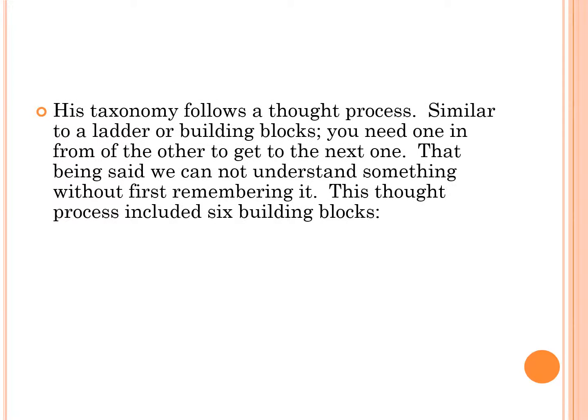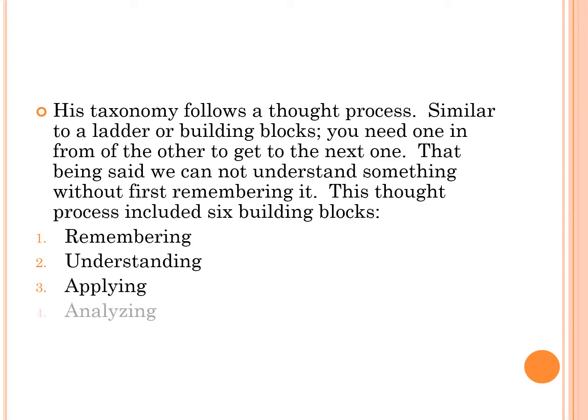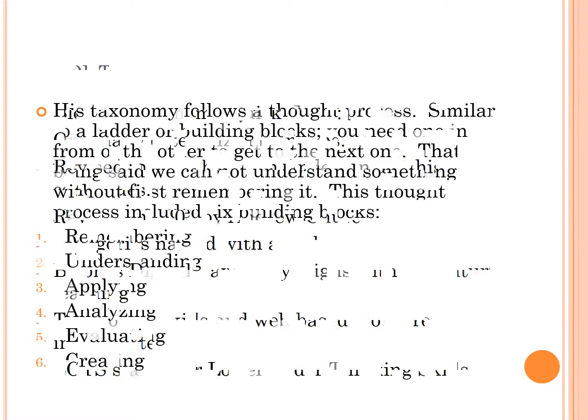Bloom's taxonomy follows a thought process, meaning each of the cognitive objectives is a very important step in an individual's learning process. We cannot understand something without first remembering it. The 6 steps in the process include remembering, understanding, applying, analyzing, evaluating, and creating. Collaboration can take place in many of these forms. It is not a 21st century skill, it is a 21st century essential.